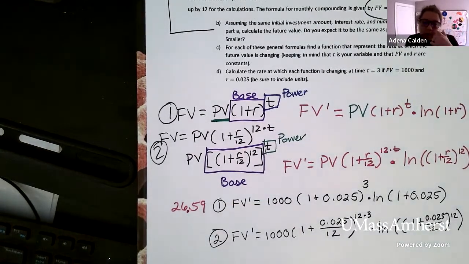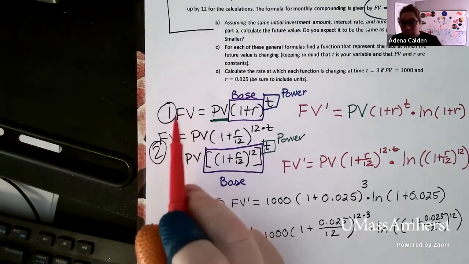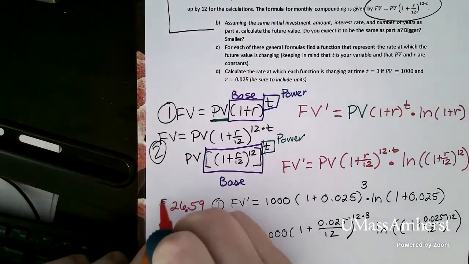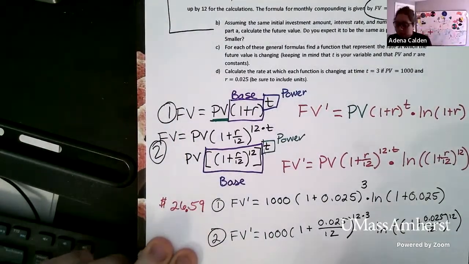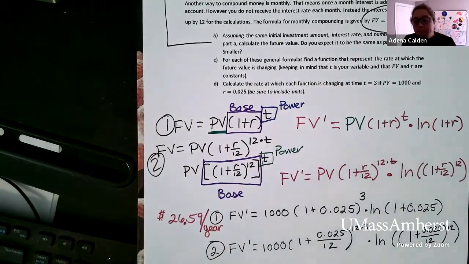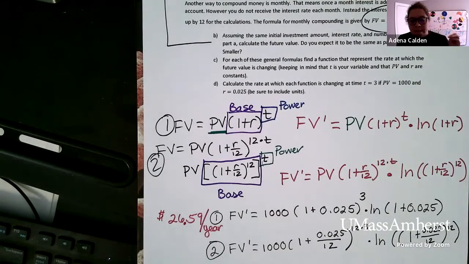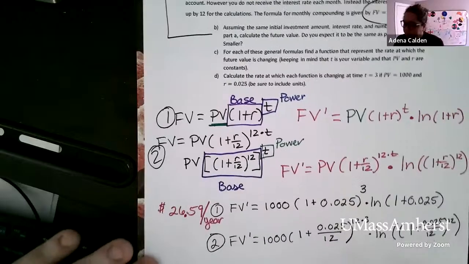And so as a reminder, when we talk about the derivative, we take the units of the dependent variable over the units of the independent variable. The dependent variable here was future value, which was in dollars. So we have $26.59. And then the independent units were time t in years. So that means that my investment is growing, because it's positive, at a rate of $26.59 per year when we're in the third year. Okay, that's what that means.